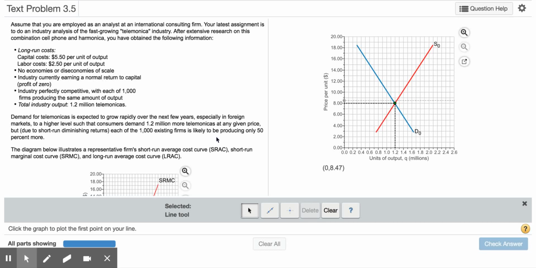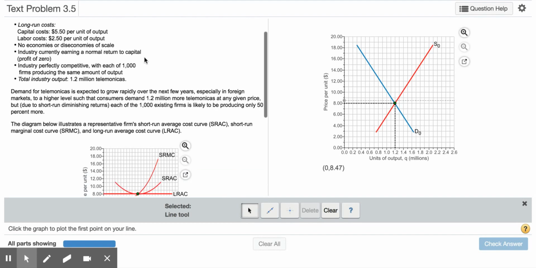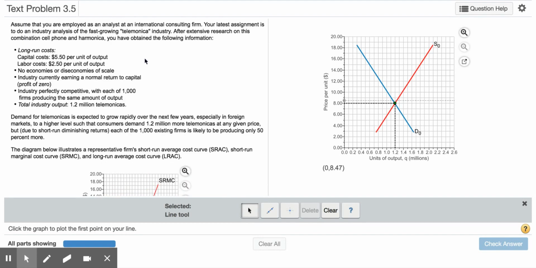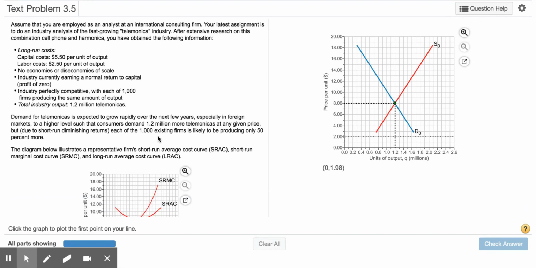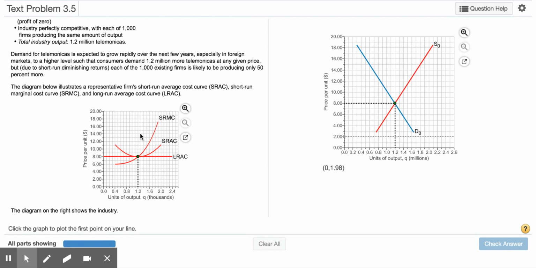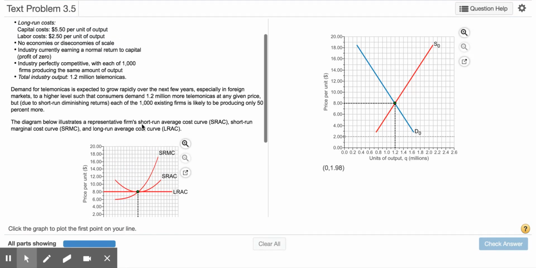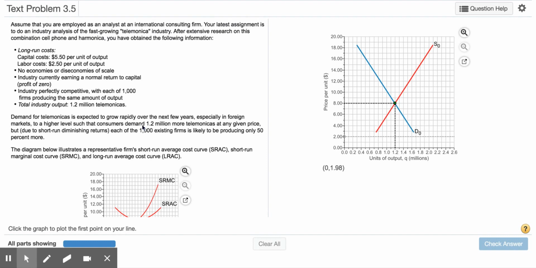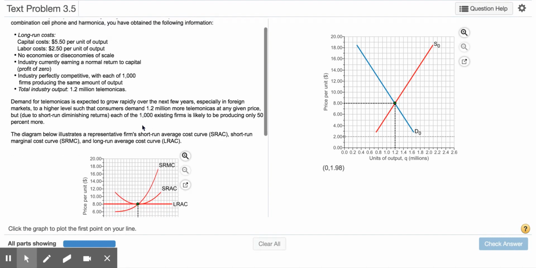Hi everyone, this is question number 19 from chapter 9 of my microeconomics class. In this question we have the following scenario. Basically, you have 1,000 firms with the following cost structure, and they operate in a perfectly competitive market.